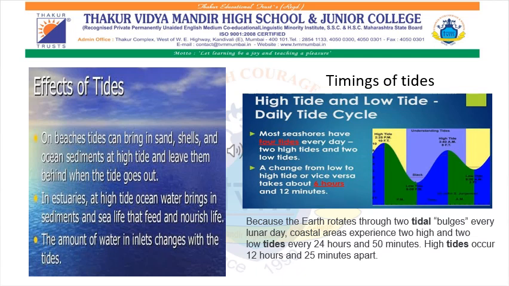Timings of tides. As we have discussed, most seashores have four tides every day, two high tides and two low tides. A change from low tide to high tide or vice versa takes about 6 hours and 12 minutes. Because the earth rotates through two tidal bulges every lunar day, coastal areas experience two high and two low tides every 24 hours and 50 minutes. High tides occur 12 hours and 25 minutes apart.